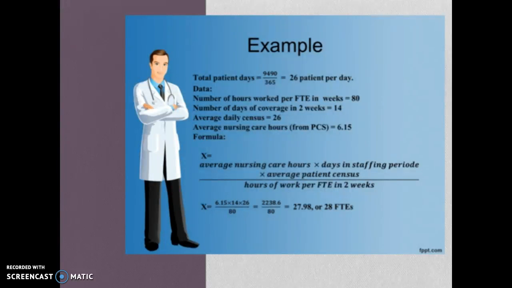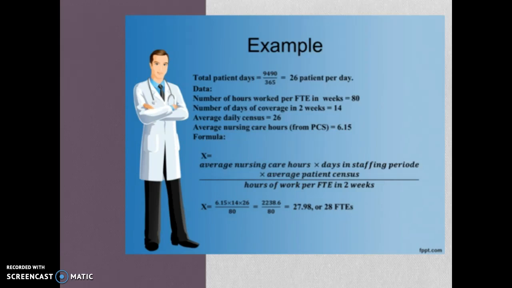So an example here, if you look at the data, there's the number of hours per FTE in 2 weeks, and that's 80. And this is just an example. And then there's the number of days of coverage in 2 weeks, which is 14. And then here, this floor's average daily census was 26. Then they look at the average nursing care hours from the patient care system, and that's calculated at 6.15.